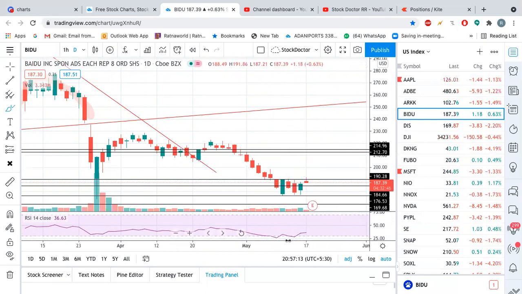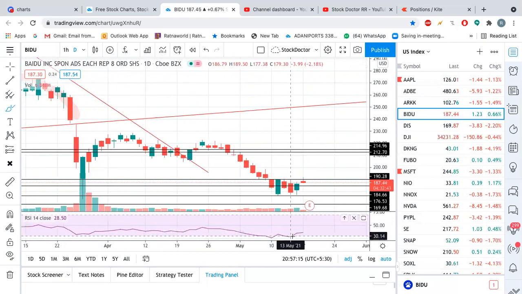And the important thing here is that RSI was oversold, and now it's trying to pick up. So one can keep in mind that the stop loss should be 176 on the closing basis.